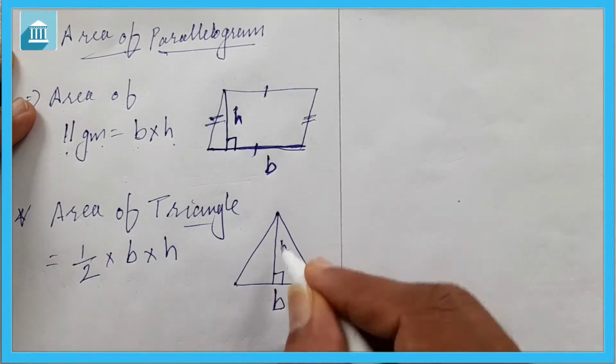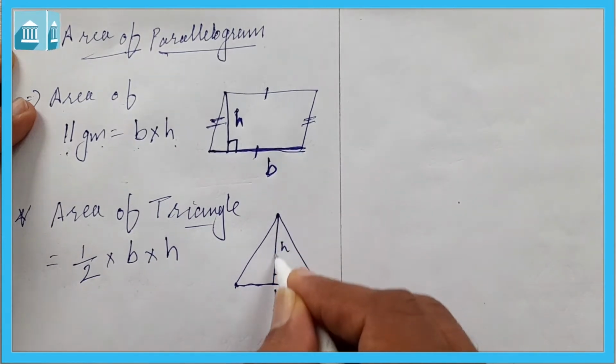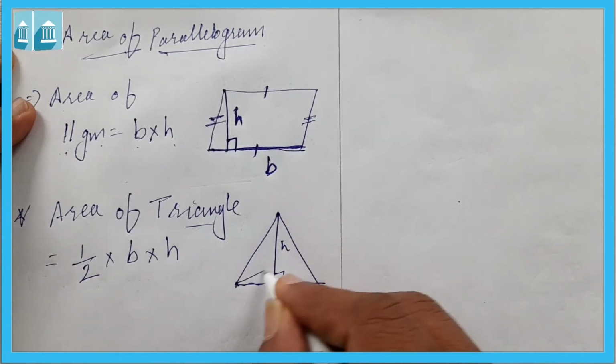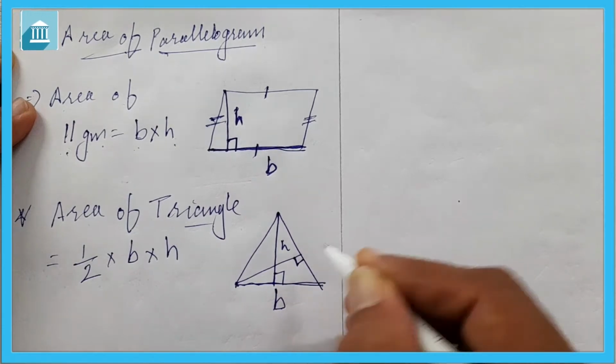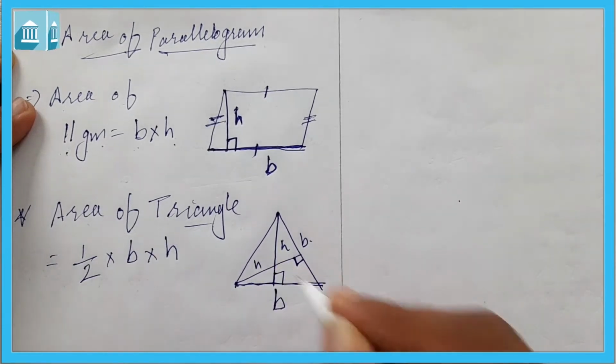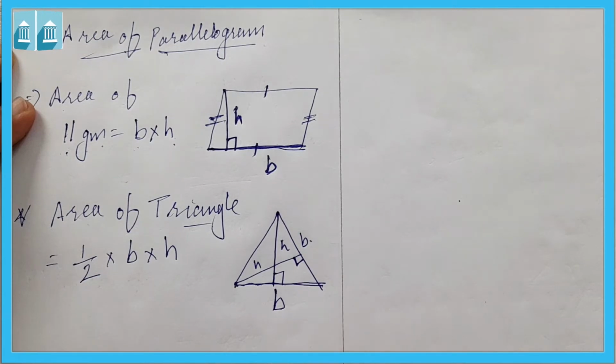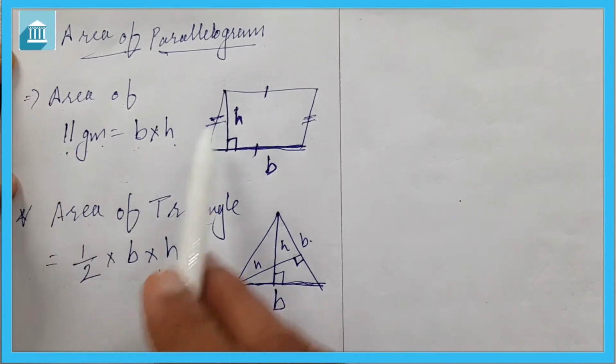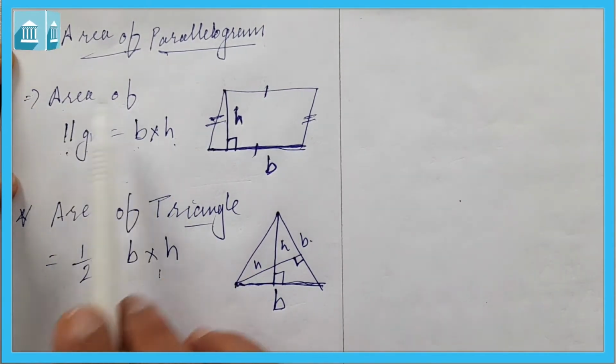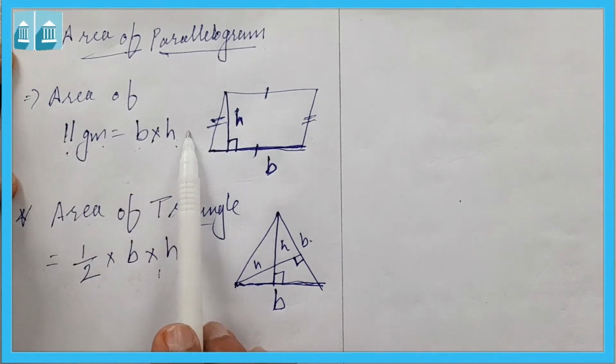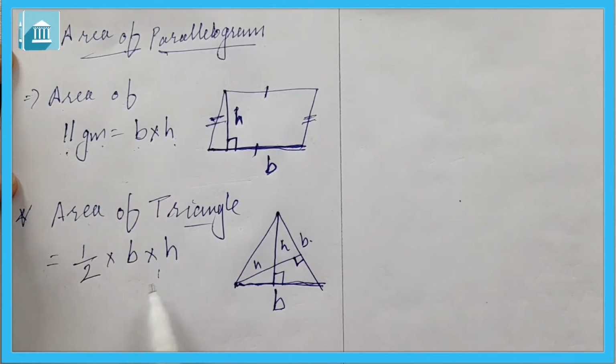So if we consider this as the base, this will be the height. If we consider this as the base, then this will be the height. The side which is perpendicular to the base will be considered as the height. So in this session we are going to learn these two topics, area of parallelogram and area of triangle. We have to remember these formulas: area of parallelogram is equal to base into height, and area of triangle is equal to half into base into height.